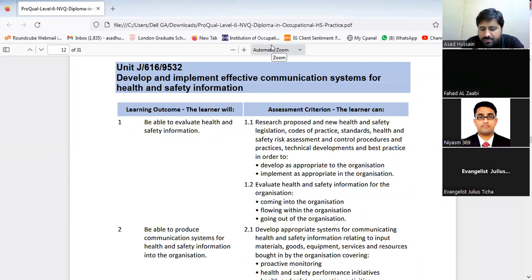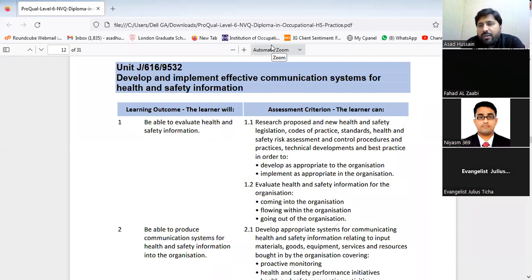Now in this assessment criteria, actually, you have to explain how you are researching with respect to health and safety in your organization, or you can say how your health and safety team is researching the information on health and safety. For this purpose, you have to explain what type of legislation is there.